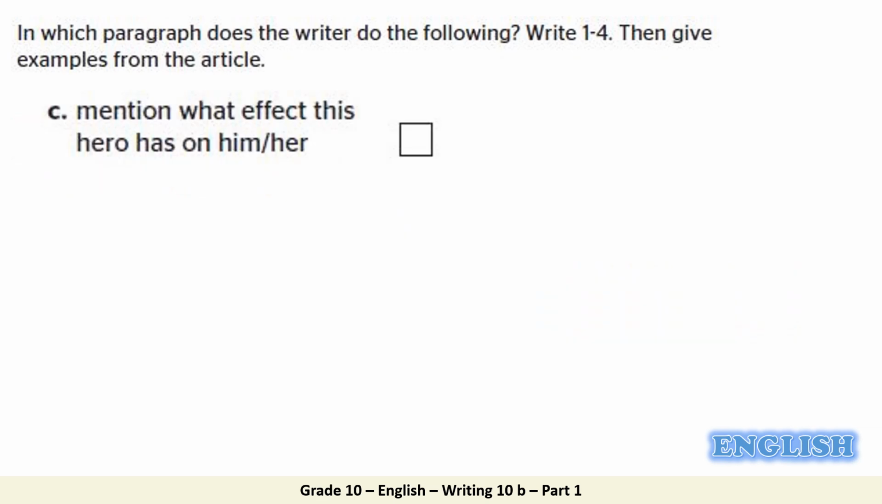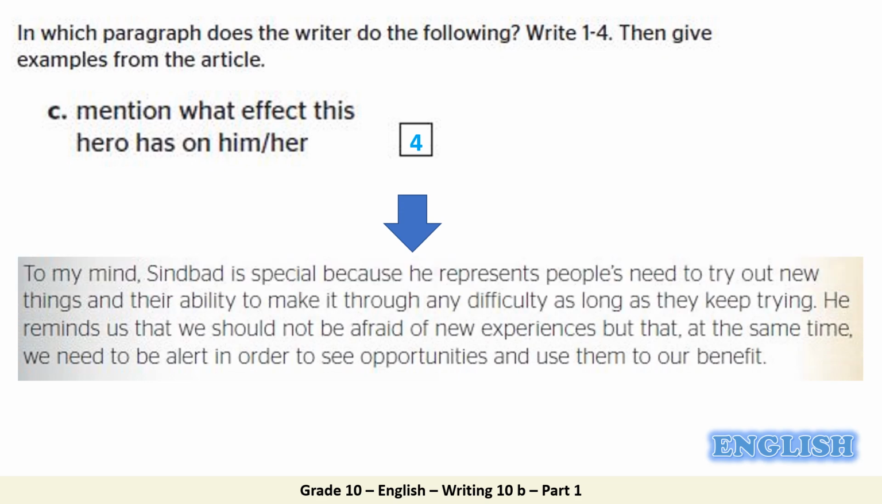Statement C. In which paragraph does the writer mention what effect this hero has on him or her? Of course, when you choose a character, it means he or she has an effect on you. So that was in paragraph number 4. And you can see here, he said "to my mind," and then he started talking about the effect of him on him.